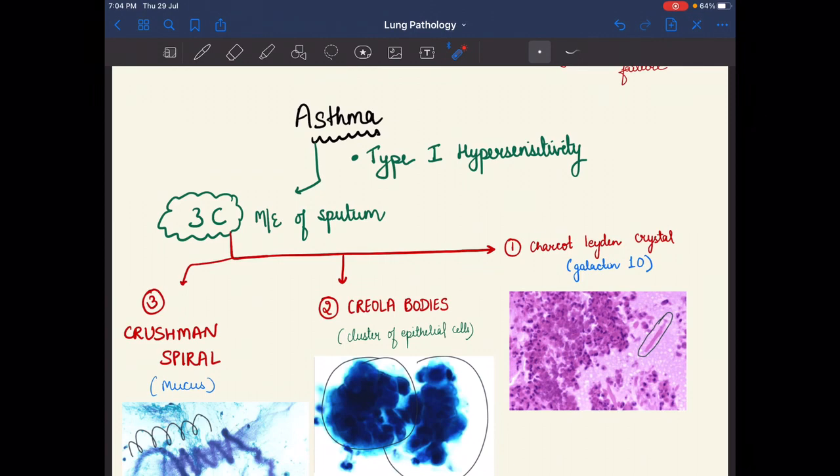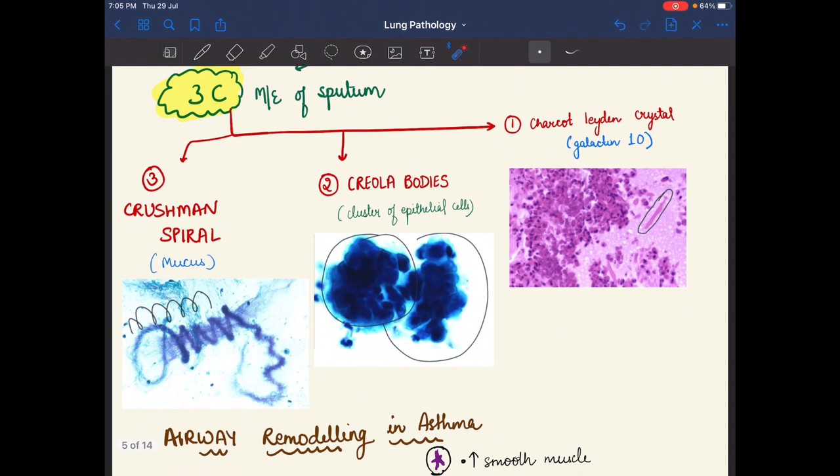Asthma, as we all know, is a type 1 hypersensitivity. And in asthma please remember the 3 C's, because these are very important from the point of view of pathology. On microscopic examination of the sputum we find the 3 C's. And what are these 3 C's?